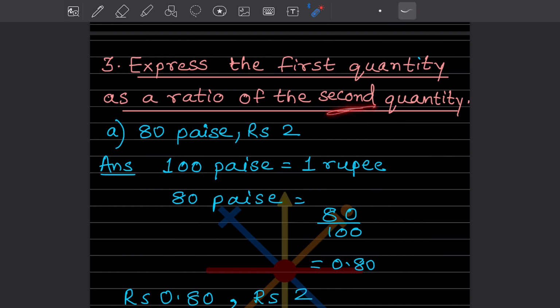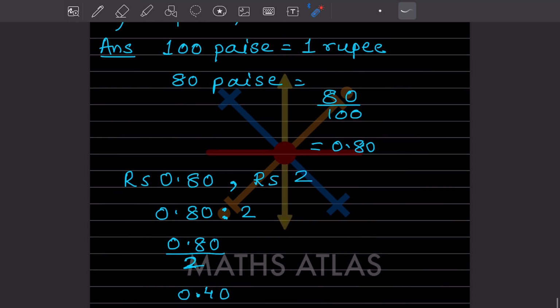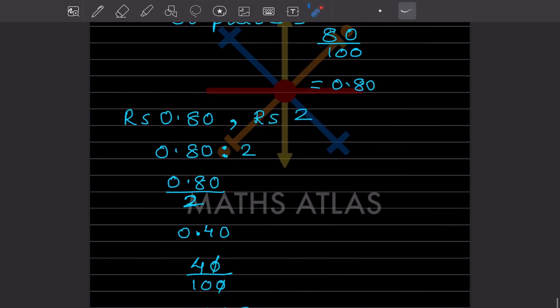Because it said express the first quantity as a ratio to the second quantity, you change this 80 paise to rupees 0.80, and this is as it is. So now you put the ratio sign: 0.80 to 2. This is 2. So you will divide it. When you divide, 0.80 divided by 2 is going to be 0.40.